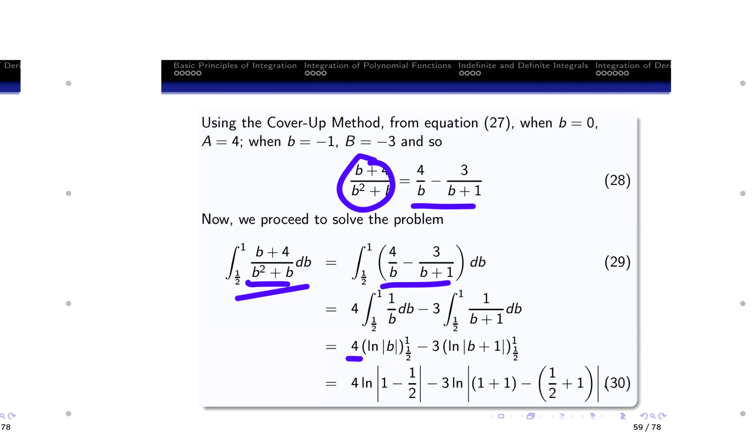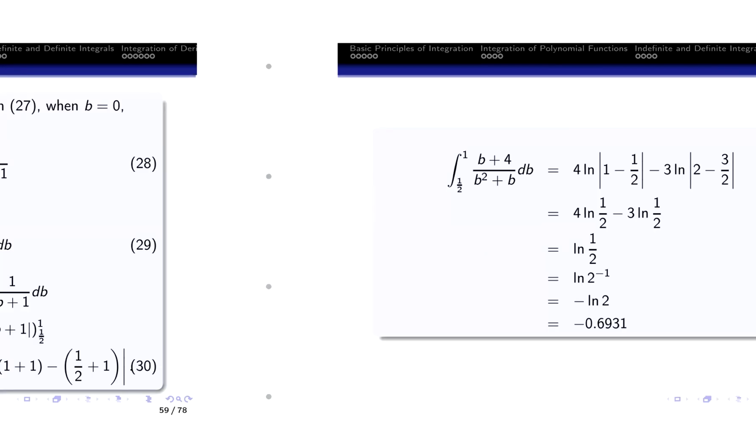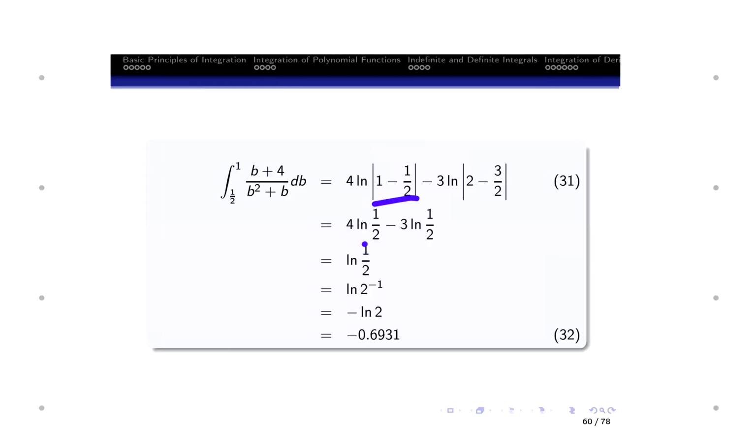So you have 4 ln b. You evaluate that at 1, minus, evaluate it at half also. Then the same thing applies there. You have 3 ln. So evaluate it at 1, you have the absolute value of 1 plus 1, minus half plus 1, you also have it right there. Then we have 1 minus half, that's half. 2 minus 3 over 2, that's also half. So finally we have 4 ln half minus 3 ln half. 4 minus 3 is 1, so this is basically ln half.